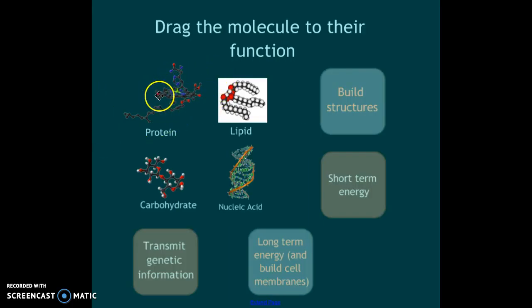So in the last one we found out this one's a protein, this one's a lipid, carbohydrate, and nucleic acid. Let's drag the molecule to their function. Which one is going to build structures? Which one is going to be used for short-term energy? Which one is going to be used for long-term energy and to build cell membranes? So that gets kind of confusing because there's build structures and there's build cell membranes. But we'll go more in depth to that in a later lesson. One of them is also going to transmit genetic information.